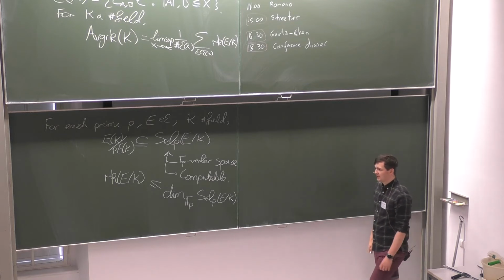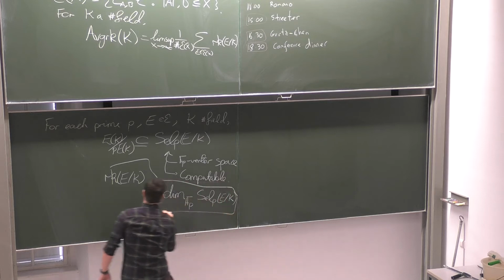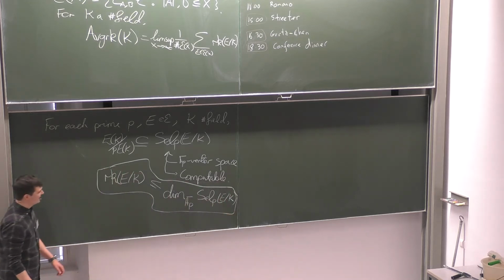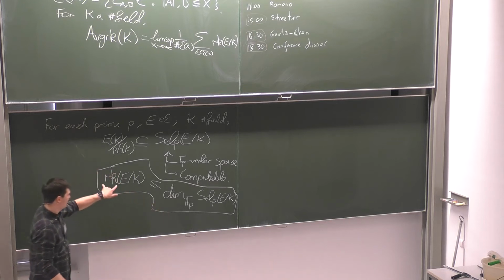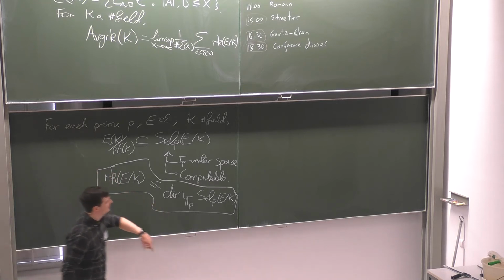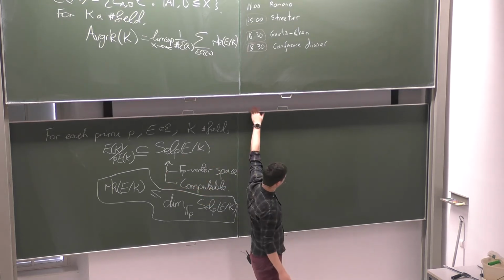And this inequality is rather fundamental to understanding average ranks at the moment. Somehow, the fashion is to understand the dimension of the p-Selmer group instead, and that in turn tells you something about the rank. And indeed, this is where this theorem of Bhargava and Shankar from 2010 comes from.